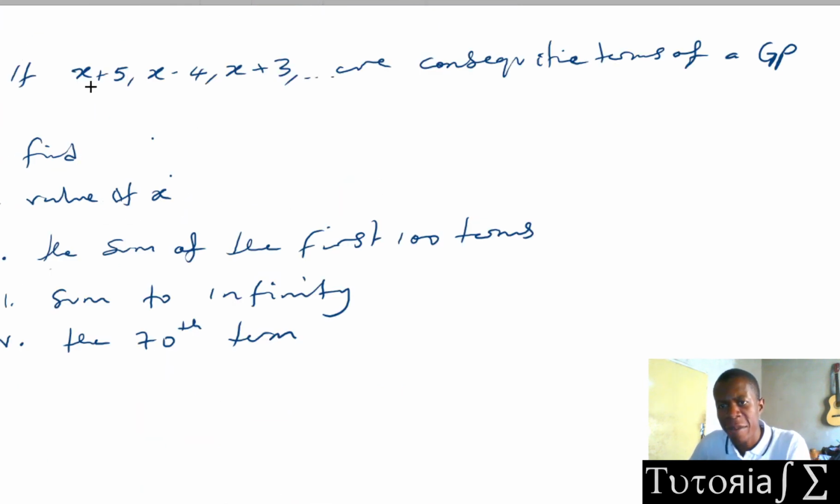We have x plus 5, x minus 4, x plus 3 as consecutive terms of a geometric progression or geometric series. Find the value of x, the sum of the first 100 terms, the sum to infinity, and the 70th term. You're going to use the same procedure as we used before. This is an activity for you. I'll be waiting for feedback.